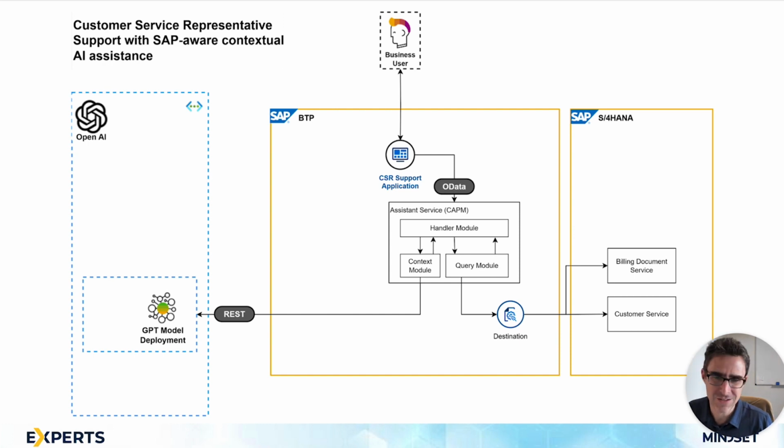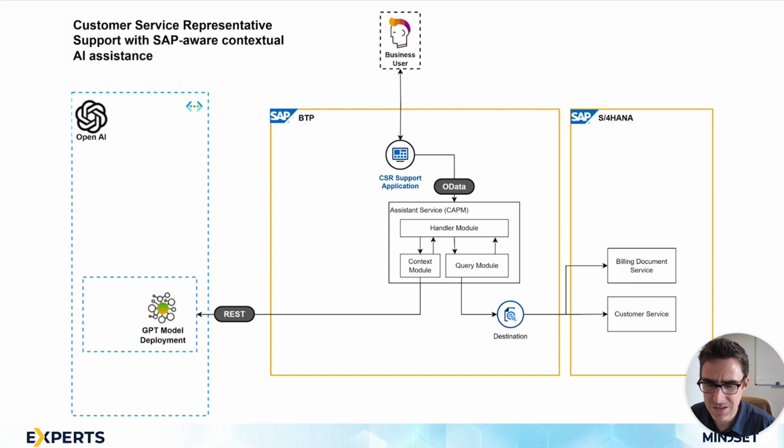I'll do both sides of the conversation, and the conversation will be given to the context module of this application, which will use ChatGPT to extract some context from the conversation. Are we talking about a particular customer? Are we talking about a business? Are we interested in invoices? Which invoice are we interested in? Are we talking about delivery, sales orders, that kind of thing?